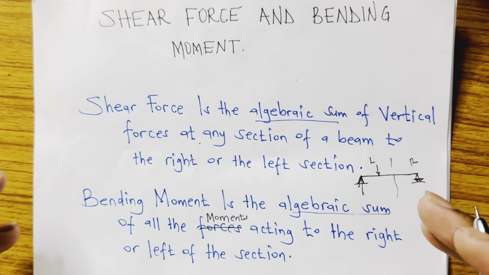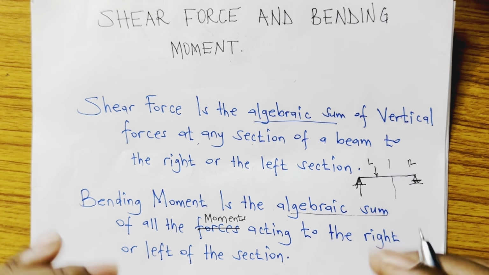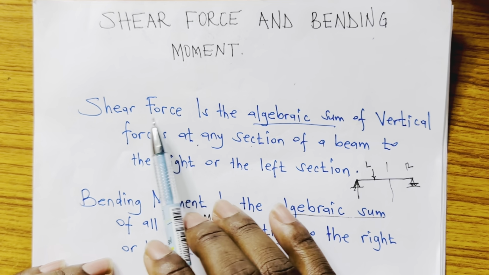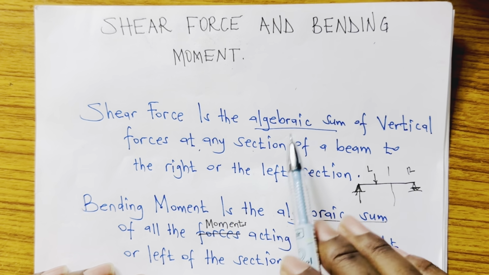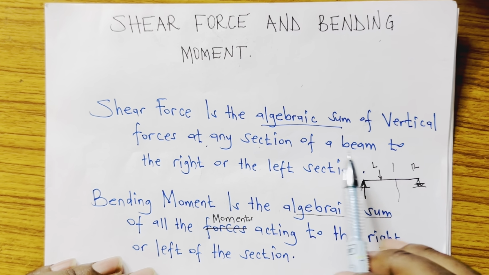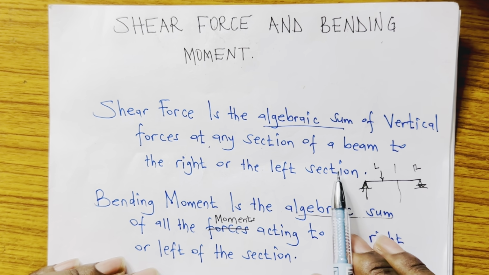Well, so let's dive into the detail of this particular topic, shear force and bending moment. First of all, let me define the two terms. Shear force is the algebraic sum of all the vertical forces at any section of the beam, to the right or to the left section.